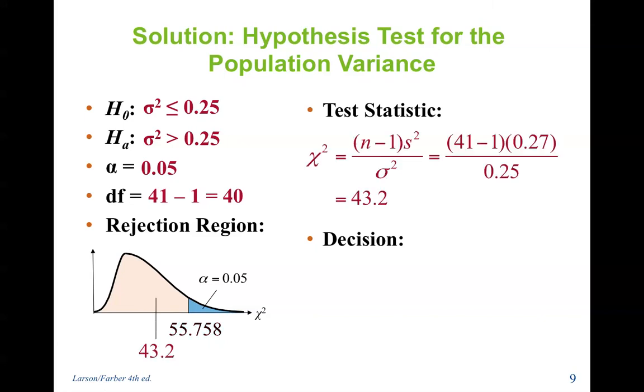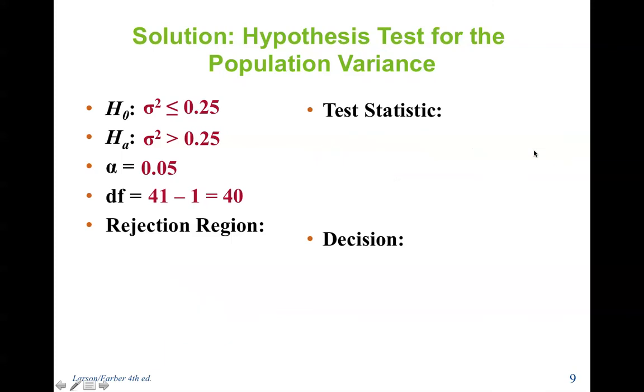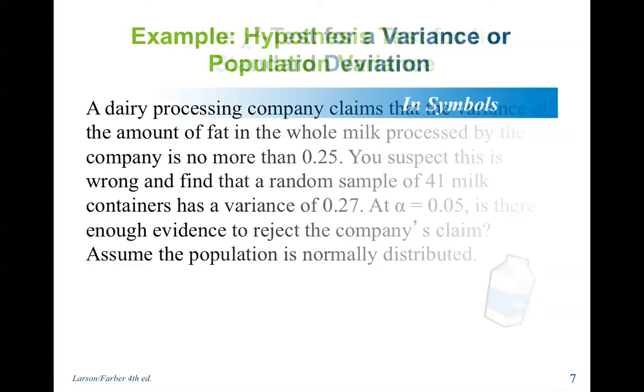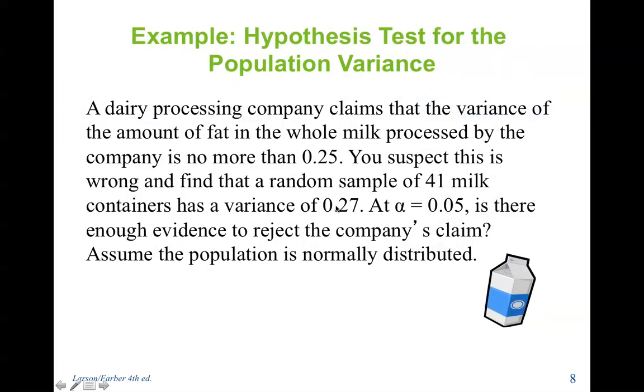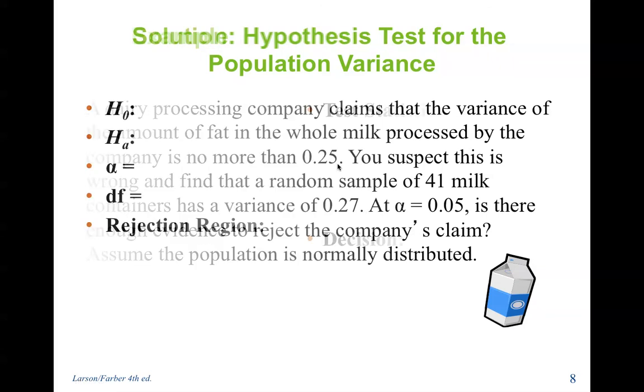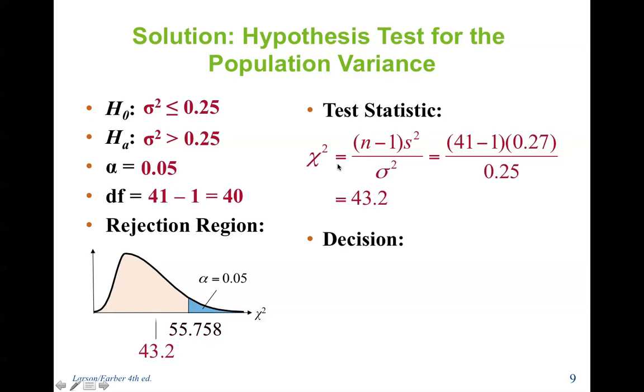Now there's the test statistic. n in our case is 41, subtract 1, times S squared. Our 0.27 comes from, if we look back at the problem, when we did our symbols, the sample variance we found was 0.27. Theirs, which is the population, is 0.25. So we go back to our test statistic. It's going to be 41 minus 1, what we found, what they gave us.